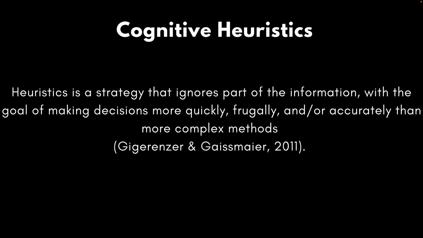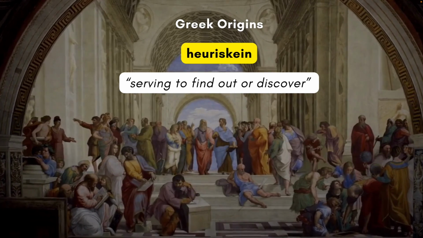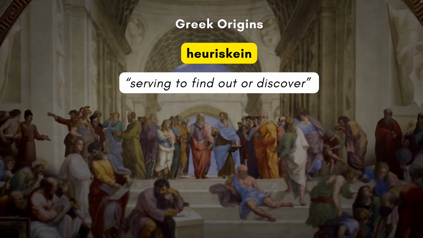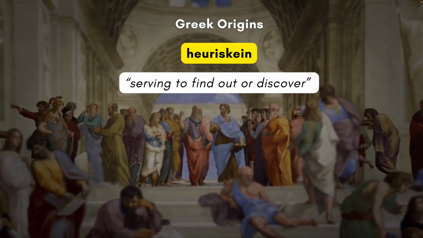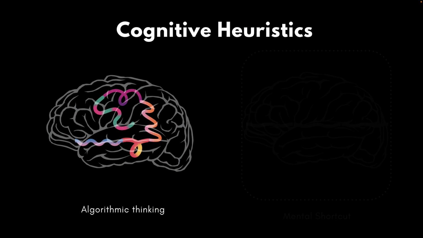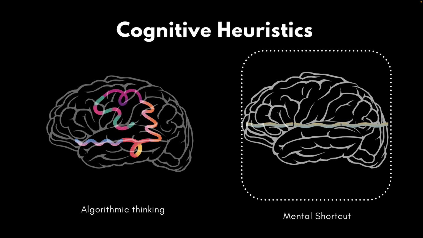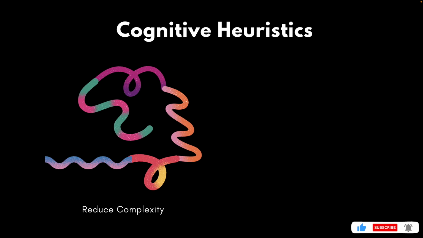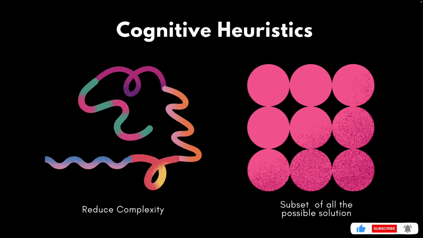A heuristic is a strategy that ignores part of the information with the goal of making decisions more quickly, frugally, and/or more accurately than more complex methods. The origin of this term goes back to the ancient Greek verb heuriskein, which means serving to find out or discover. As opposed to algorithmic thinking, heuristics are sometimes referred to as mental shortcuts or rules of thumb. A key function of a heuristic is to reduce the complexity of a given decision-making problem at hand by ignoring part of the available information or by searching only a small subset of all possible solutions.